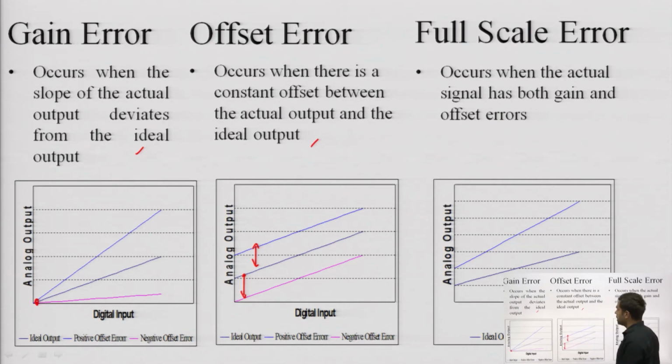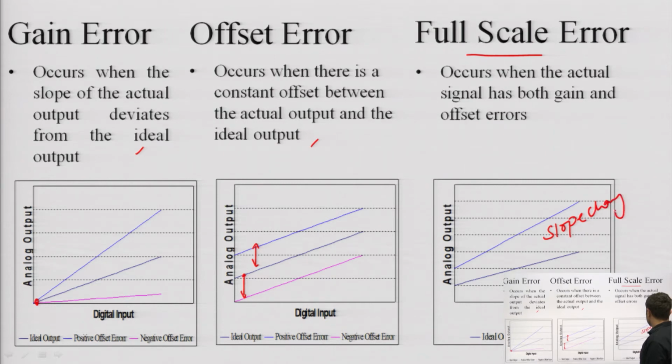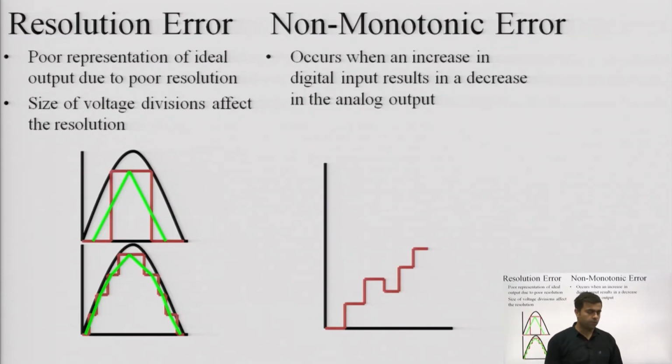And if both these errors are occurring, then it is termed as full scale error. That means there is slope change as well, and there is starting point shift as well. Okay. So both these issues will be considered in full scale error.